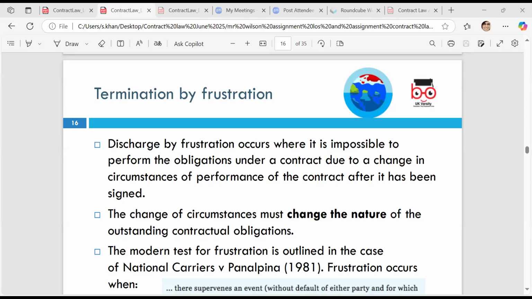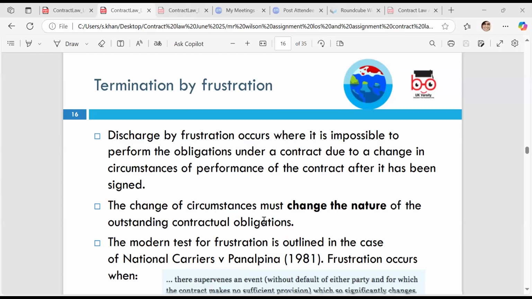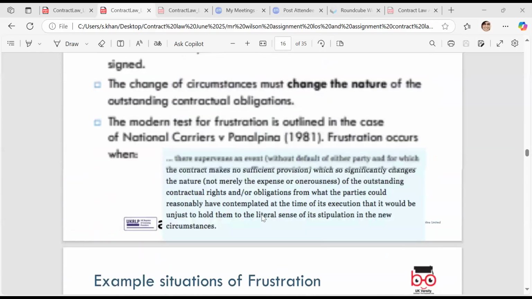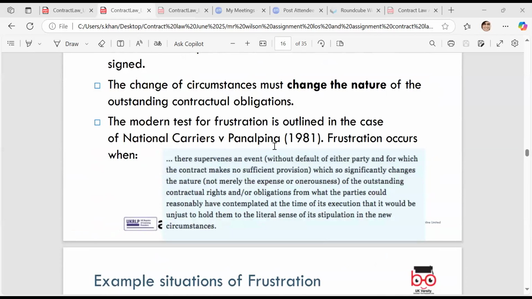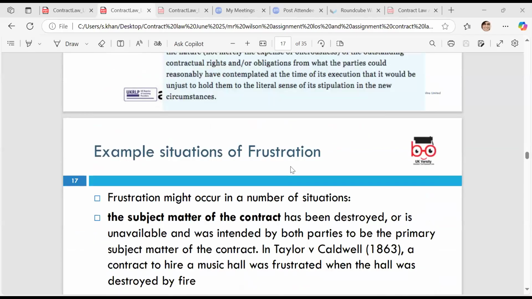Termination by frustration could apply to people who have an illness which affects the ability to perform that service. So maybe something to look at in there. The case is National Carriers and Panalpina 1981.